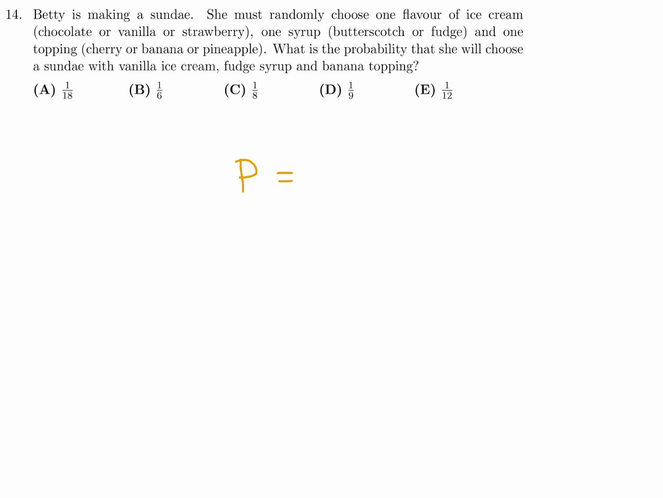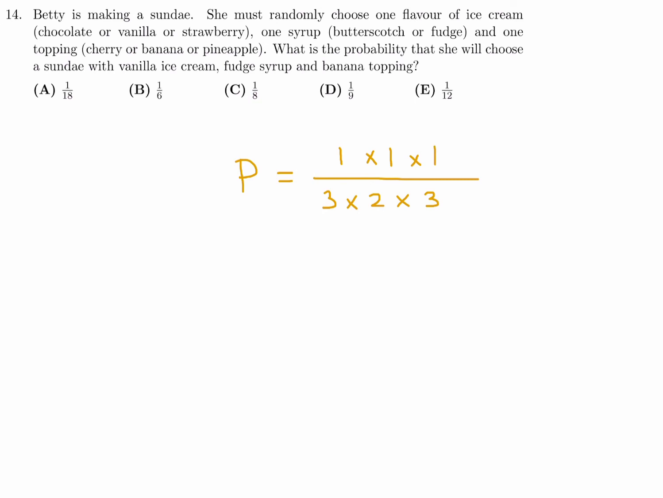Any probability question is in the form of a fraction usually, unless it's 1 or 0. And the bottom, the denominator, will be the total number of choices. So in our case, we have 3 possible flavors of ice cream, 2 possible syrups, and 3 possible toppings. And then on the numerator is our specific condition. We want vanilla ice cream, which is one of the flavors, and we want fudge syrup, which is one of the syrups, and we want banana as one of the toppings.